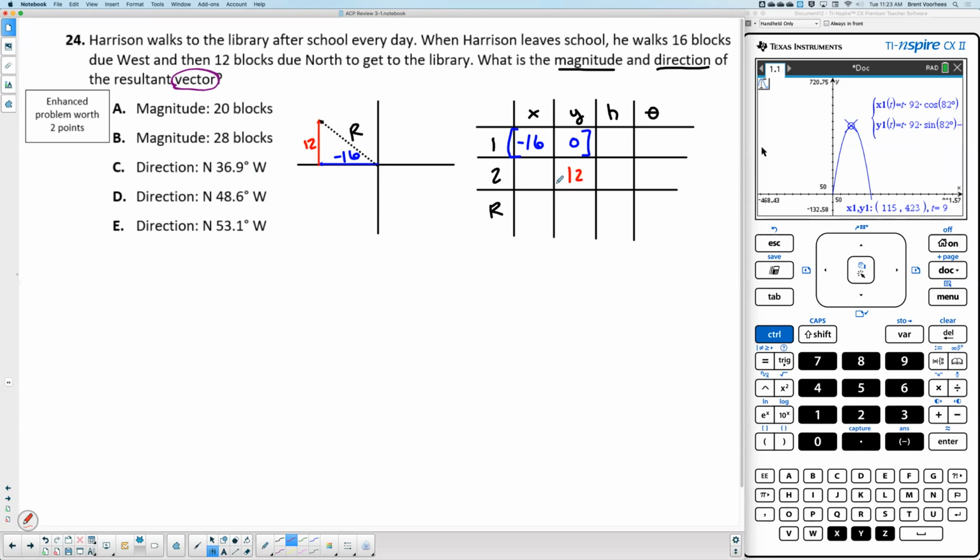Now, do I leave it as a positive 12 or do I make it a negative? Positive. Why positive? It's going up. Now, what do I put for the X since it's flat? Again, you could go to the calculator and add these up, but this math is going to be quite simple, so let's just do it by hand. What's negative 16 plus 0? Negative 16. And then what's 0 plus 12? 12. Now this, I'm going to type in the calculator.